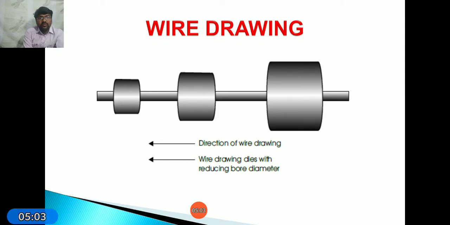The diameter of the wire is gradually decreasing. Like that we are decreasing the diameter of the wire. This indicates the direction of wire drawing, with wire drawing dies of reducing bore diameter. Observe here the bore diameter of the die is gradually decreasing from right to left. Like this we have to pass the wire through the dies.